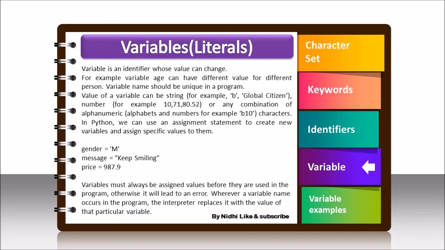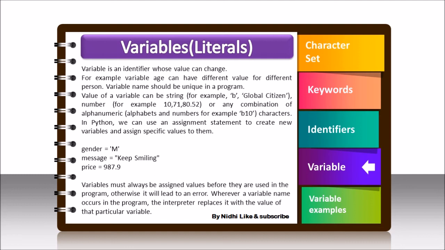The value of a variable can be a string, which means an alphabet or group of alphabets. It can be a number also, or any combination of alphanumeric values. In Python we can use an assignment statement to create a new variable and assign a specific value to it. This equal to symbol is called the assignment operator. Gender is equal to m, so we are assigning a character m to the variable gender. Message is equal to keep smiling, so keep smiling is the string we are assigning to message. And price is equal to 987.9, so this is the number we are assigning to the variable price.